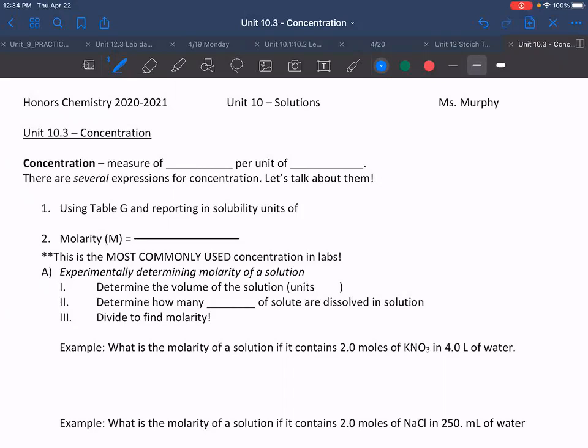And so just a general summary of the definition is that it's a measure of some amount per unit of volume. And as you can assume, we have lots of different units of amounts. We talked about moles, we talked about grams, we can change our volume, or maybe we are just looking at a percent by mass. So there's lots of different ways we can state a concentration of something. We're going to talk about them.